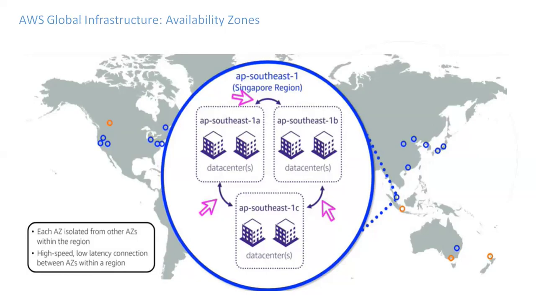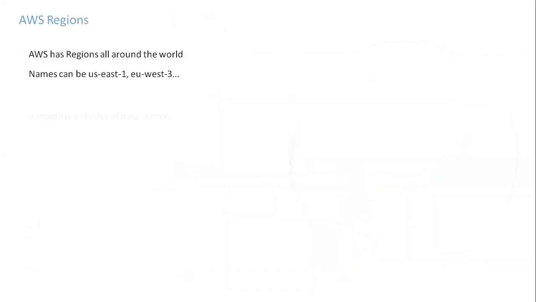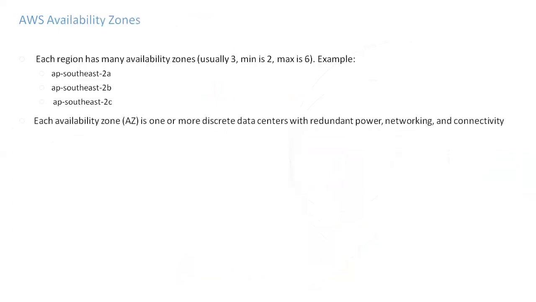Each availability zone has its own power, cooling, and networking. So within a region, AWS manages multiple availability zones for high availability. An availability zone is a separate location within an AWS region that is designed to provide high availability for the region, and each one has its own power, cooling, and networking.